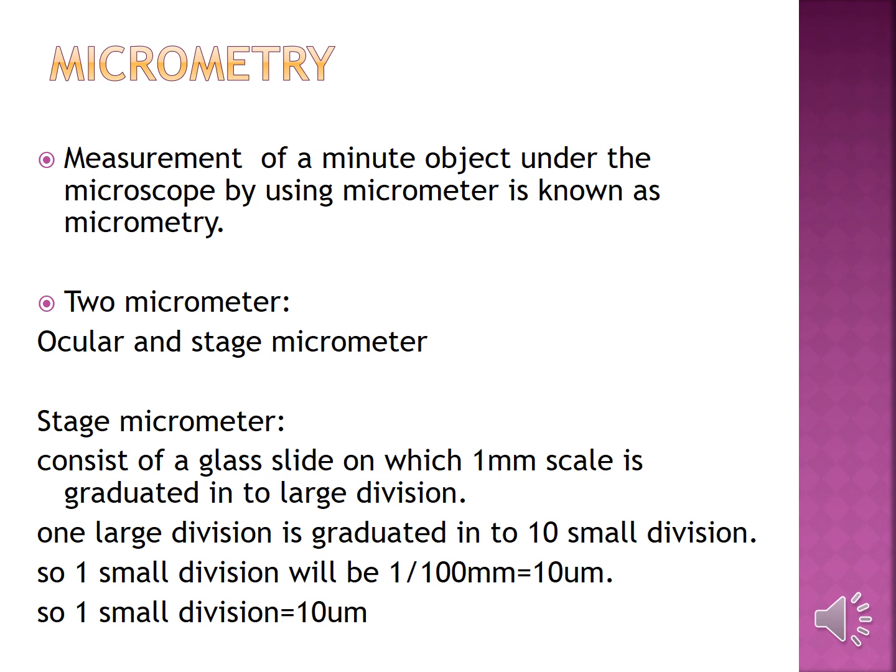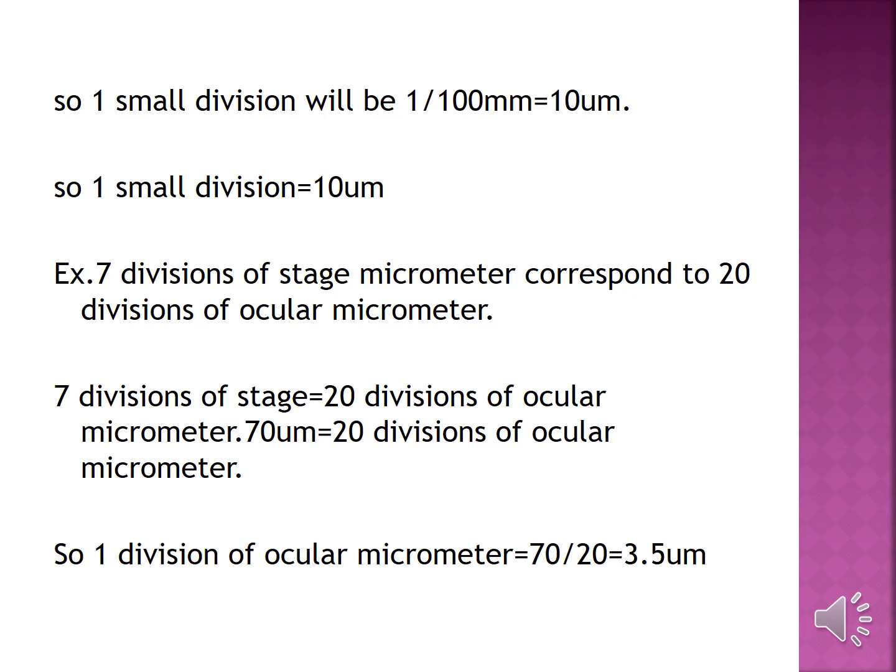Micrometry. Measurement of minute objects under the microscope using a micrometer is called micrometry. Two micrometers are there: the first one is the ocular and the second one is the stage micrometer. The stage micrometer consists of a glass slide with a 1 mm scale divided into large divisions. One large division is graduated into 10 small divisions. So one small division will be 1/100th of a millimeter, that is 10 micrometers.